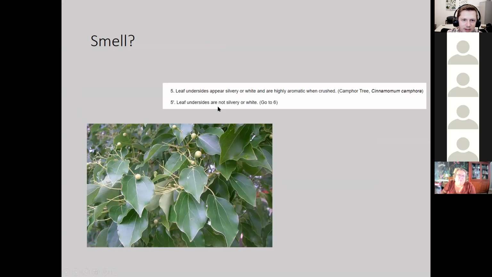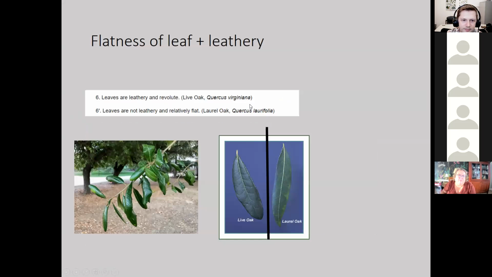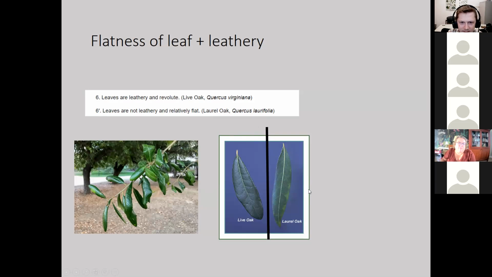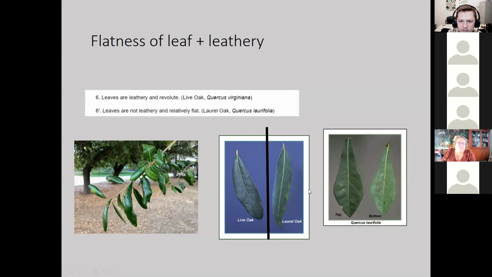So let's just say the leaf undersides are not silvery or white. That would lead us to: leaves are leathery and revolute. Revolute means kind of boat-like, folding a little bit. Or leaves are not leathery and relatively flat. Basically the last 2 trees you can get there are either the live oak, which is revolute, or the laurel oak, which has much more flat leaves. Yeah, here's another example.